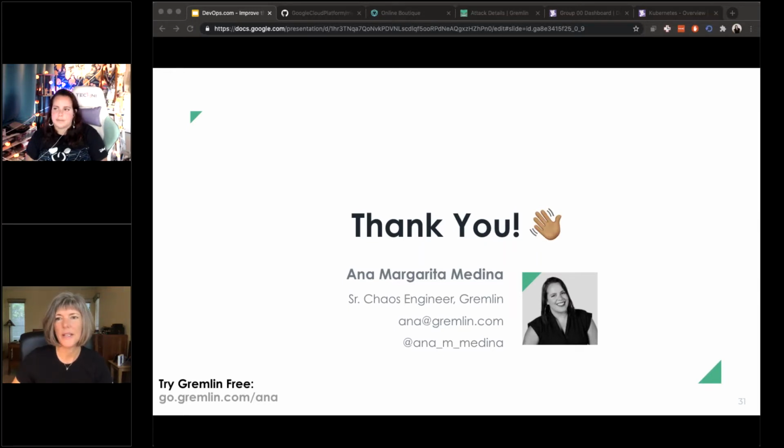Excellent. Okay, let's see, next question. Is it possible to extend the functionalities if, for any reason, I want to build something very specific, not available in the default? With Gremlin, you don't have the ability to add another attack per se, but you can definitely talk to our solutions engineers about how to replicate a certain condition that you're trying to achieve in your Kubernetes cluster.